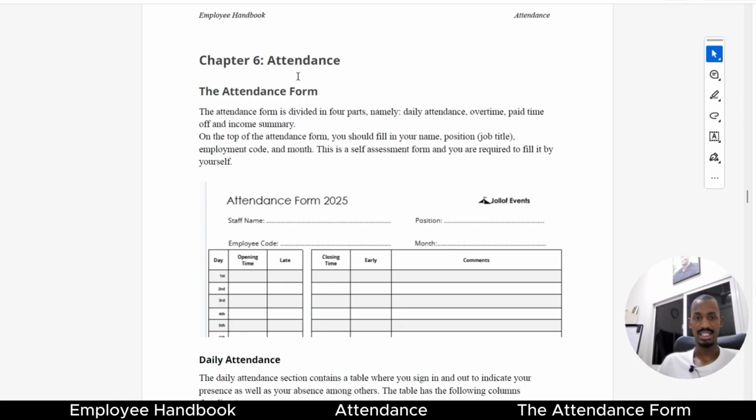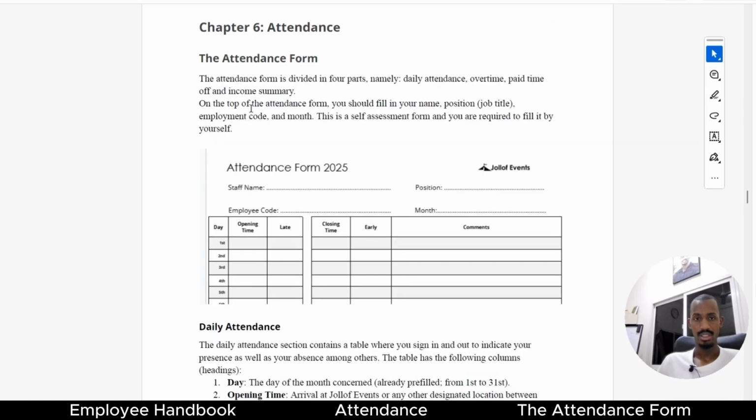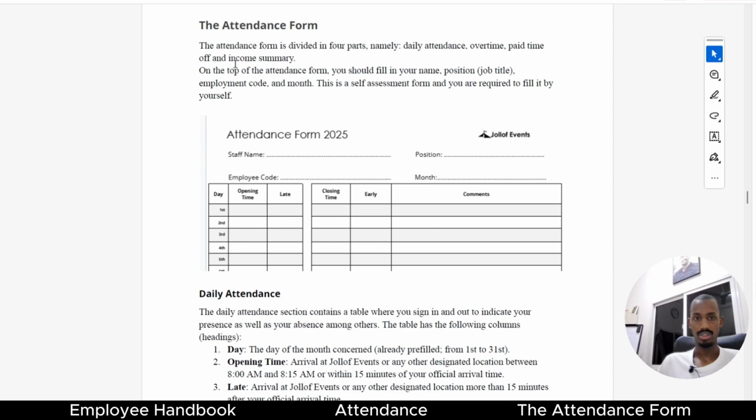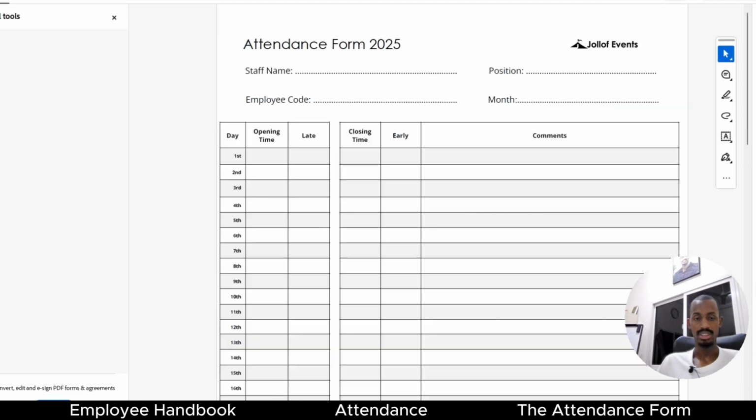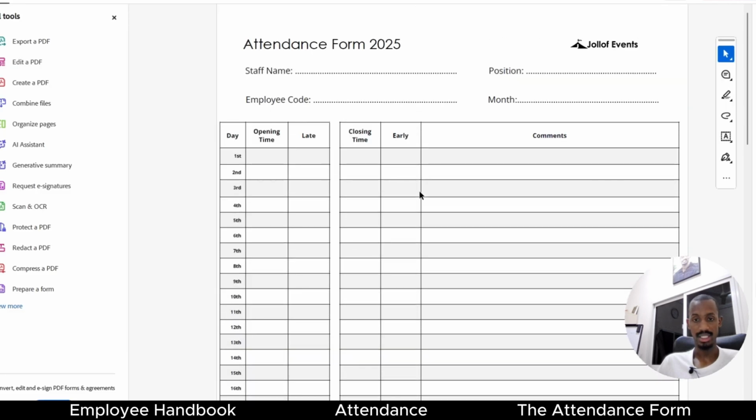Chapter 6, attendance. In this chapter, we're going to talk about first the attendance form. The attendance form is divided into 4 parts, namely daily attendance, overtime, paid time off, and income summary. So this is the attendance form. It has 4 parts, as you can see here.